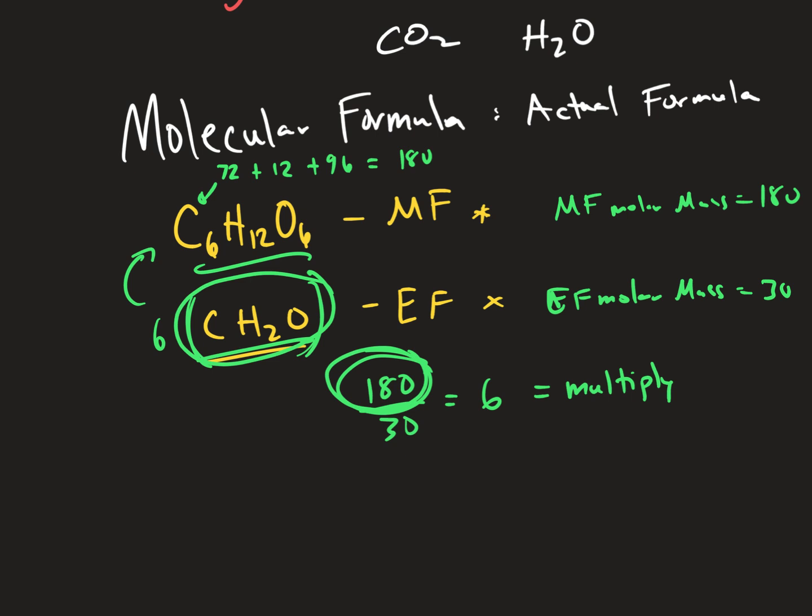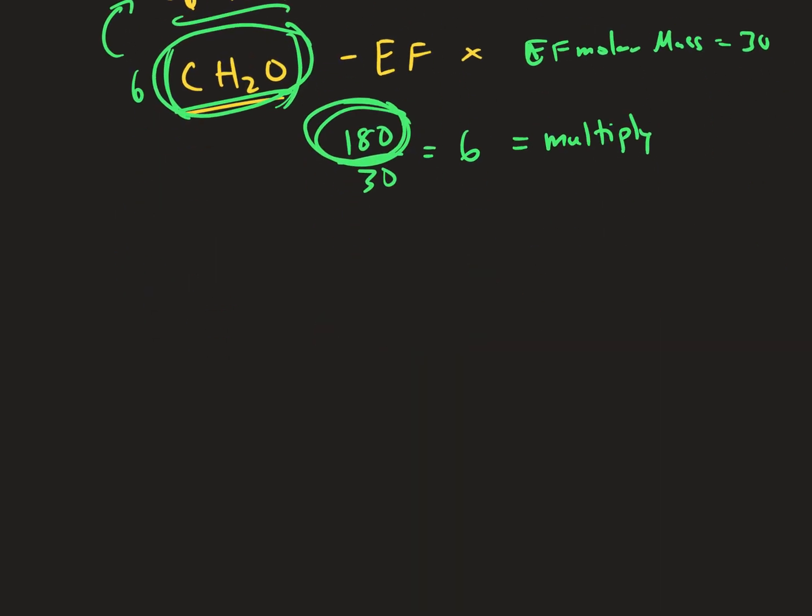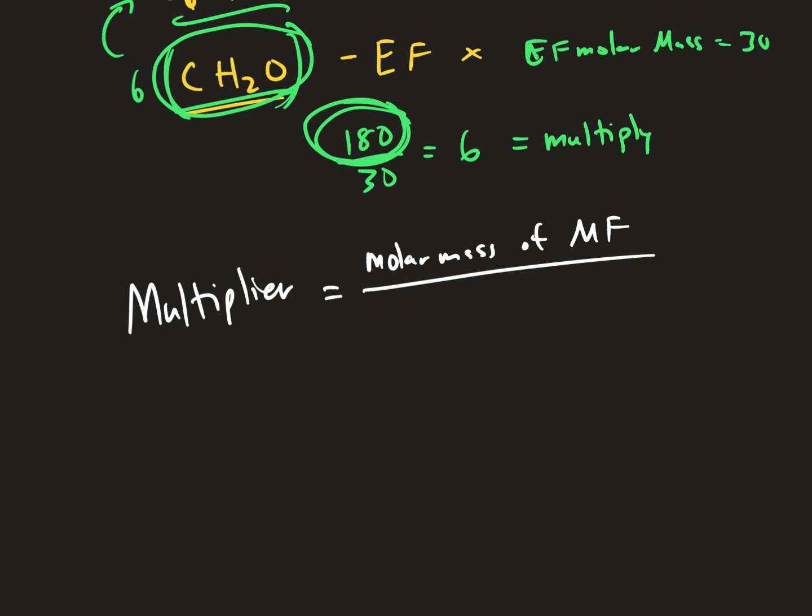So do you guys want an equation to find the multiplier? I basically showed it to you, right? Let's write this down. To find the multiplier equals the molar mass of the molecular formula divided by the molar mass of the empirical formula. That's it.